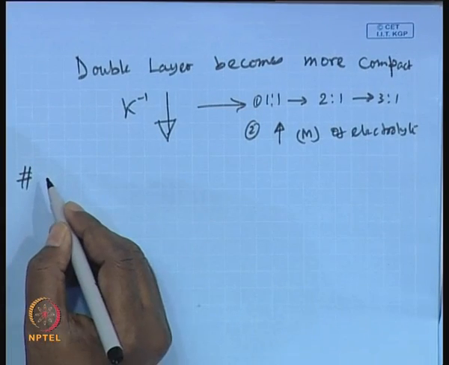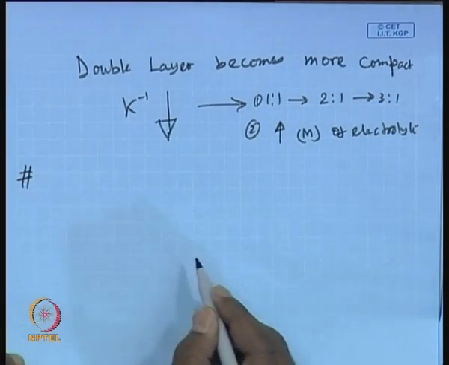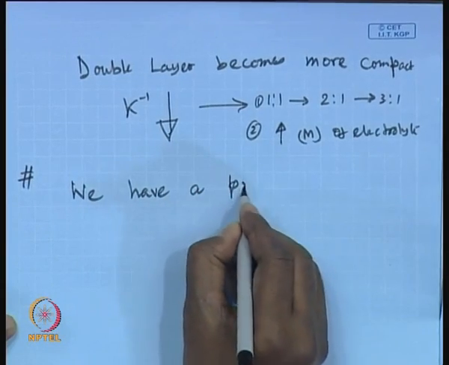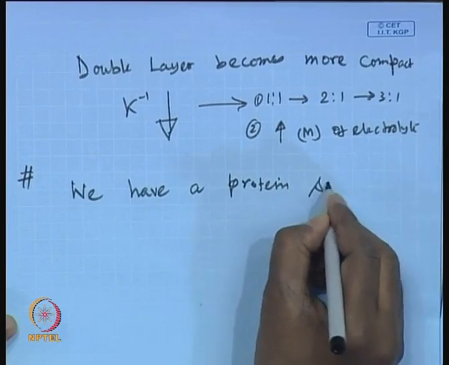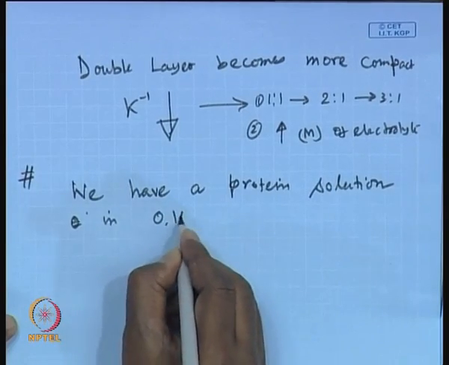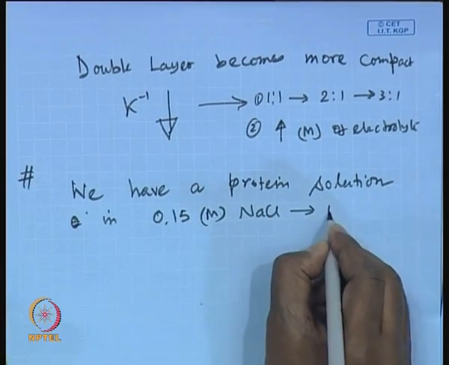In the next example, I will do a small calculation on ultrafiltration of a protein solution assisted by an external electric field, and then we will see how much the permeate flux will be enhanced. What is the typical order of magnitude of permeate flux enhancement one can expect using an external electric field? Let us say we have a protein solution in 0.15 molar NaCl, that is basically a preservative, and it has to be ultrafiltered.